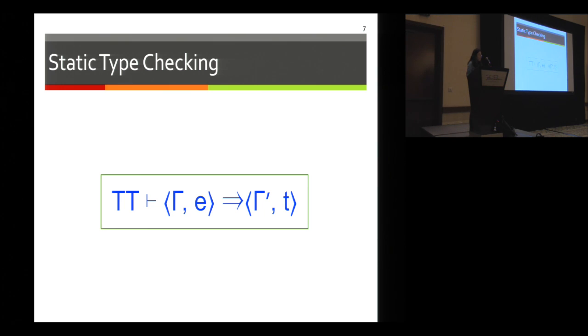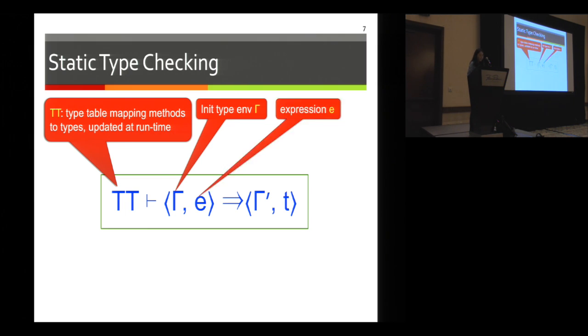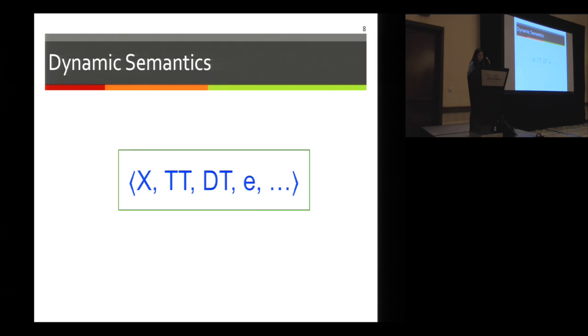Here's the judgment form for our static type checking system. On the left, we have TT, which is a type table mapping methods to their types. And this table is updated at runtime. We have an initial environment gamma, the expression E that we want to type check. And then we get a new gamma prime and T, which is the type of the expression. Here is what allows our system to be flow sensitive, which is important for Ruby. Our static type checking rules are standard, so we won't show them here.